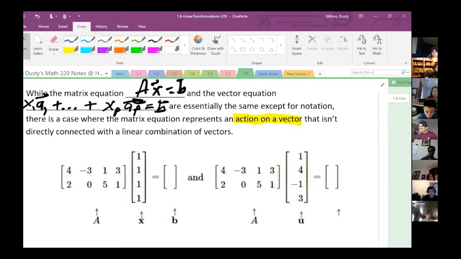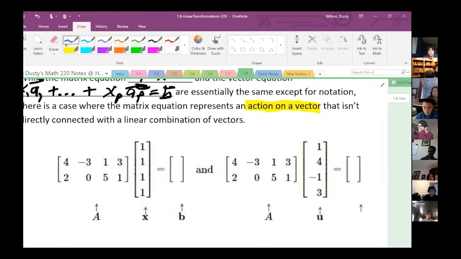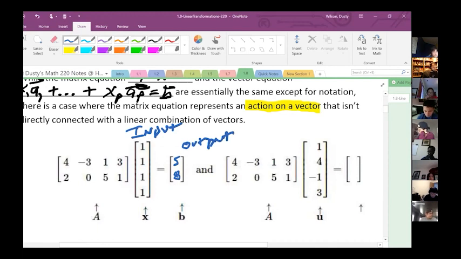if we multiplied these two things, we would have 4 minus 3 plus 1 plus 3. We could get 5 and 8. And so notice that we're saying that our input here is the vector x 1 1 1 1, and our output is the vector 5 8. So we are actually starting in 4 dimensions and we're ending in 2 dimensions.